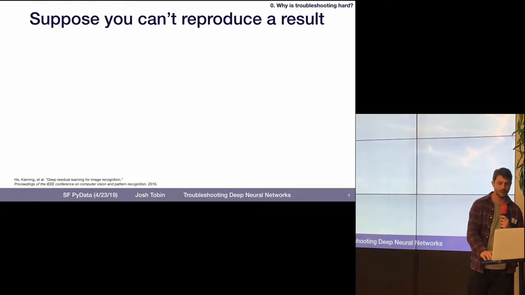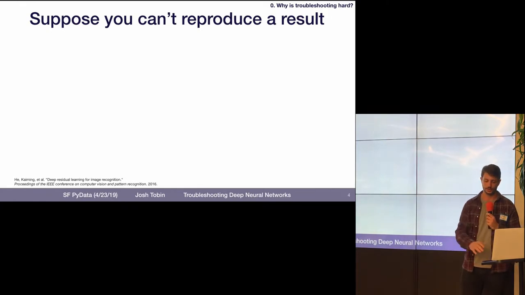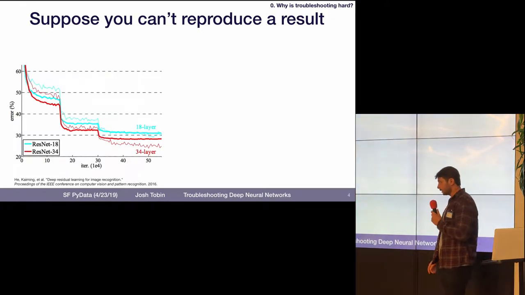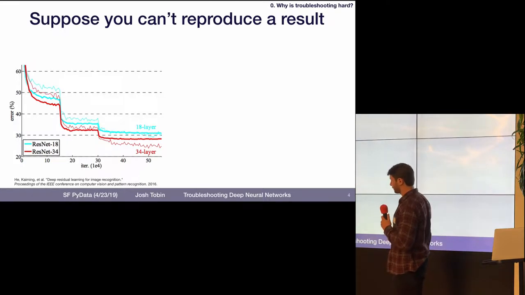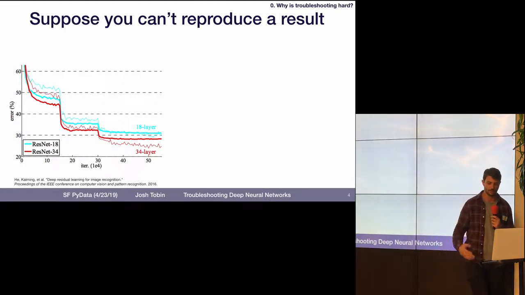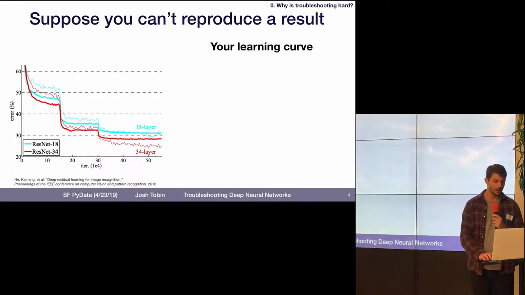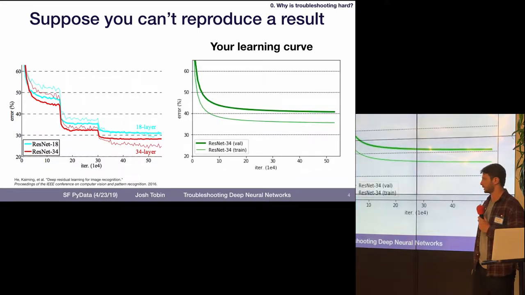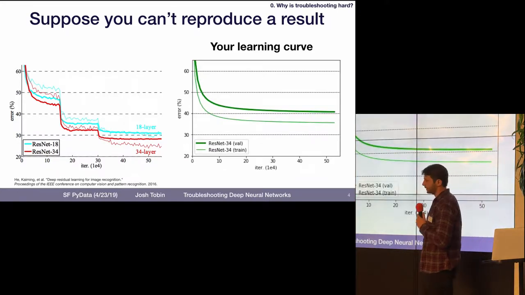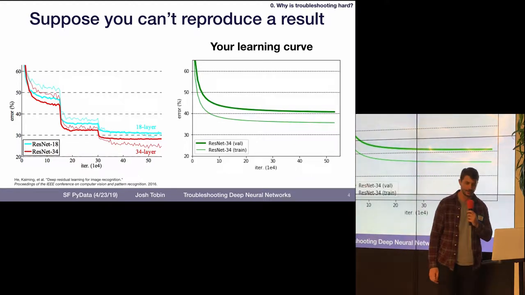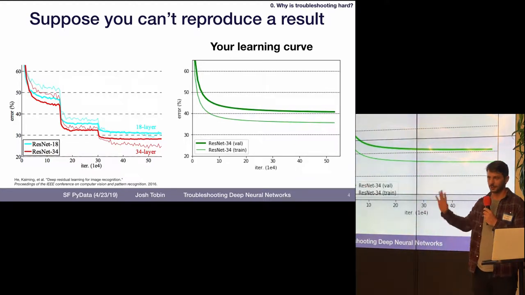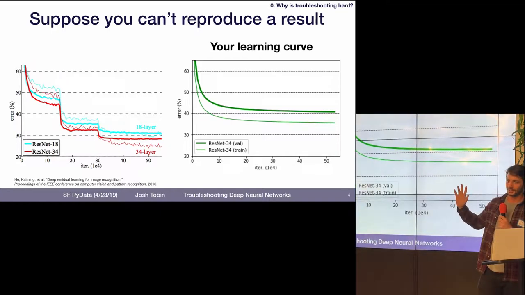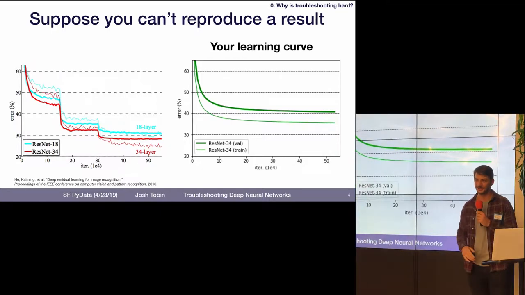By way of example, suppose you have some result from a paper that you're trying to reproduce. The result is a learning curve that looks like this. This is the learning curve from the original ResNet paper, which is a landmark result in computer vision. You implement the ResNet and train it, and your learning curve looks like this. Way worse. How many people have experienced this firsthand? Yeah, the exact same set of people that said they've trained deep learning models before.